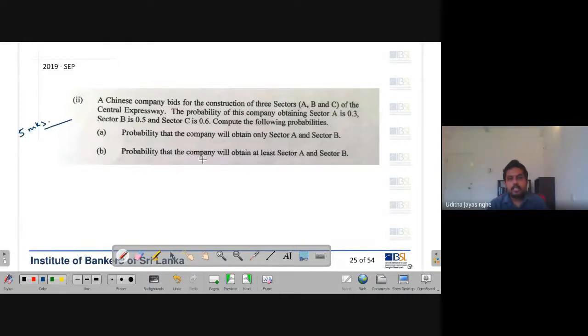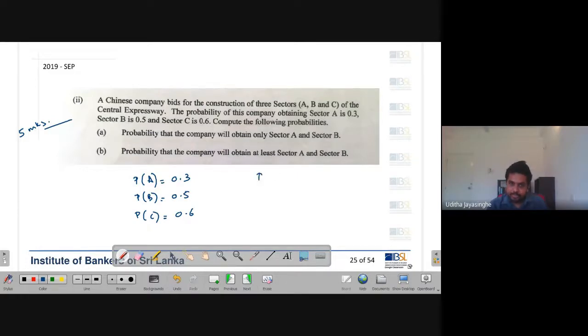Five marks. A Chinese company bids for the construction of 3 sectors, A, B, and C of the Central Expressway. The probability of this company obtaining sector A, let me quickly write this like the previous example, is 0.3, B is 0.5, and C is 0.6. Compute the following probabilities. Probability that the company will obtain only sector A and sector B. Only sector A and sector B.